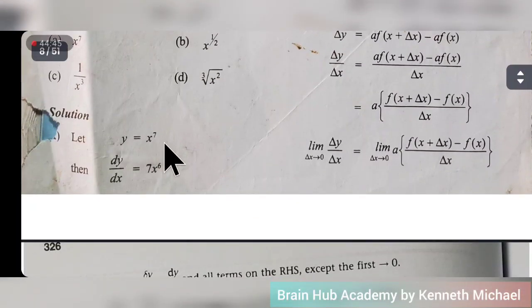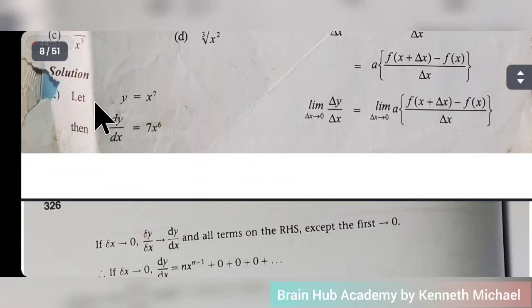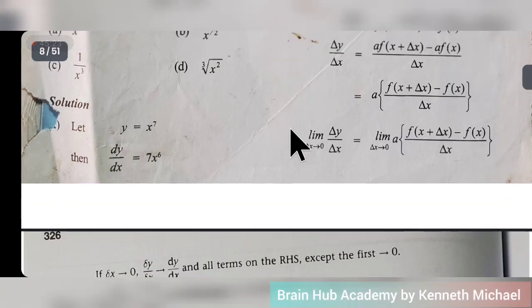So the first one, y is equal to s raised to the power 7. So dy ds of this value is going to be 7x raised to the power 6. Why? Because anytime you're finding a derivative, use the power to multiply by the coefficient of the variable, and the coefficient of the variable here is 1. So 7 times 1 is 7. Reduce the power by 1. If you reduce 7 by 1, you are left with 6. So the derivative, which we call dy ds, is going to be 7s raised to power 6.